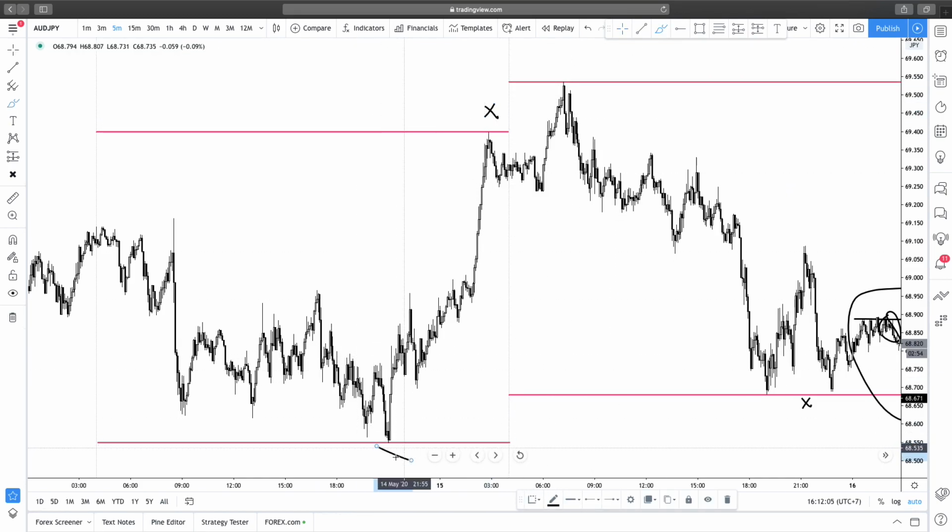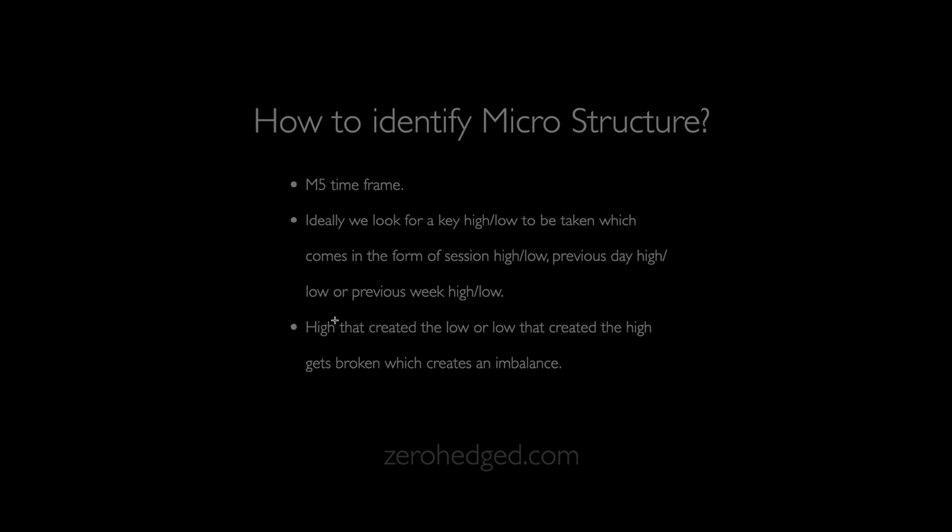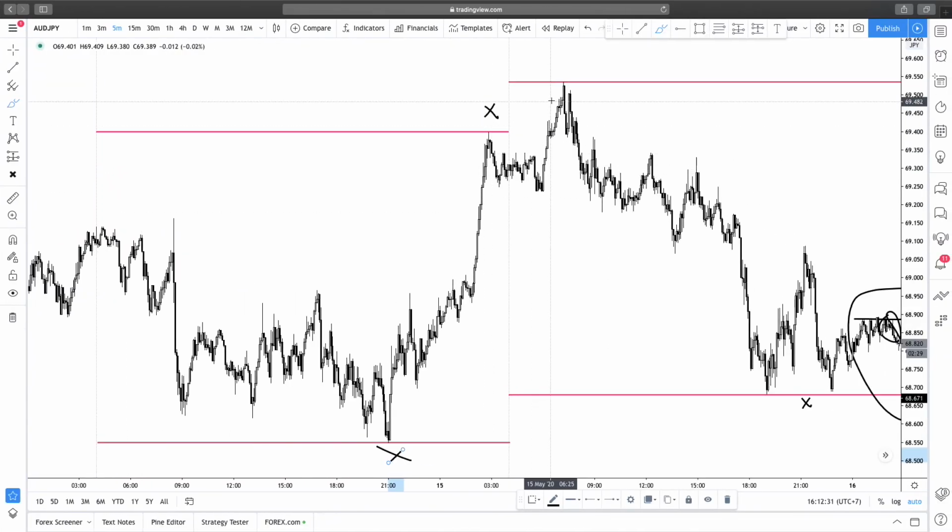Key daily high low. Price moves straight into it, doesn't it? Straight into the orders, takes out the high. Now the low that created the high. Where is the low that created the high? Does it get broken, which creates an imbalance? Where's the swing? It's here, isn't it? That's the swing. Okay. So there is the low.